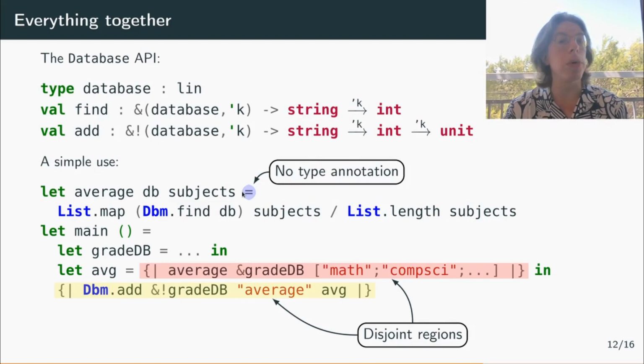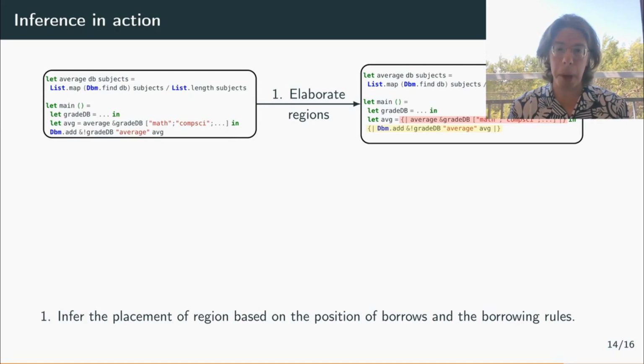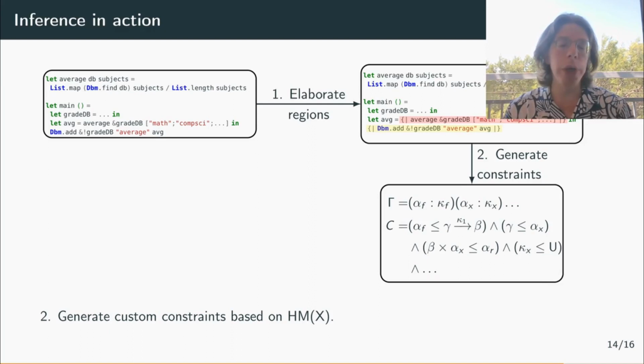All right, so let's look a little bit under the hood at inference and constraints. The first step is to elaborate the region by using the information provided by the position of the borrow, the scopes of the borrow, and the borrowing rules I presented, which allow us to completely determine the biggest region we could use. The second step is to generate constraints which will encode type, linearity, and borrowing checks, and to check that nothing escapes that shouldn't.